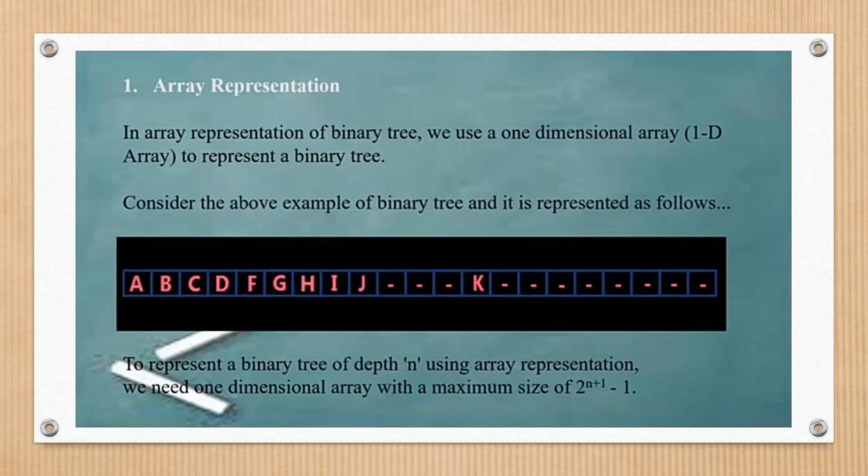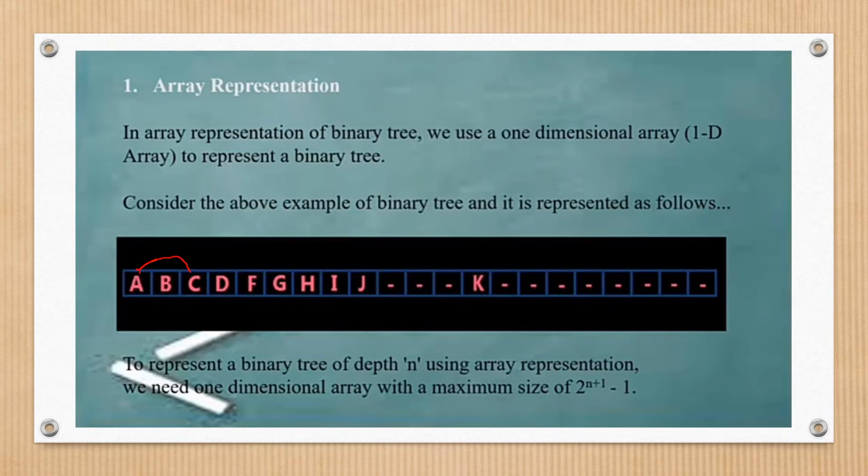Array representation. In array representation of a binary tree, we use a one-dimensional array to represent the binary tree. We have seen the example in the previous slide. Let us represent it using a one-dimensional array. We have root node A, and for A, 2 children.